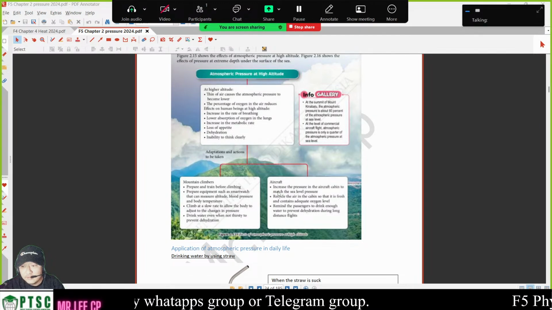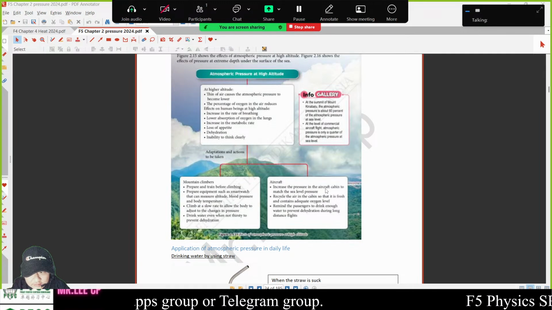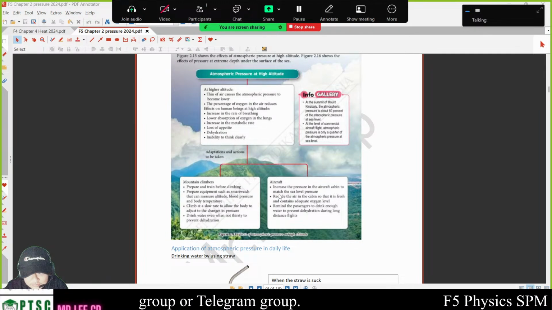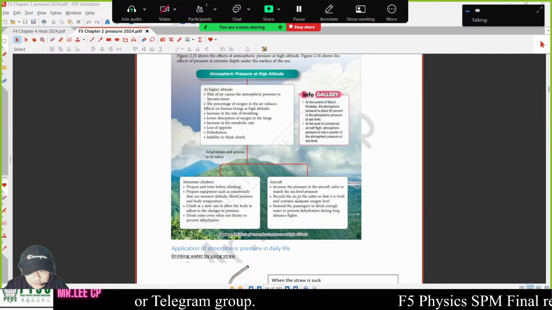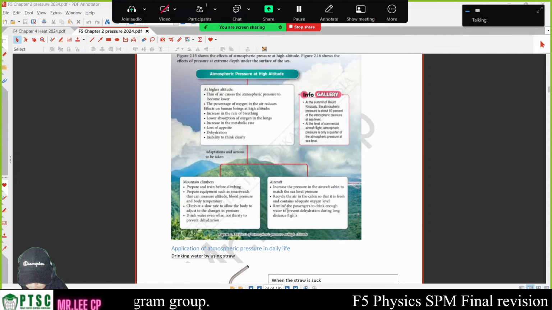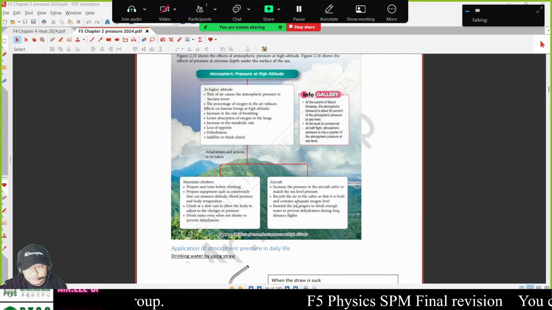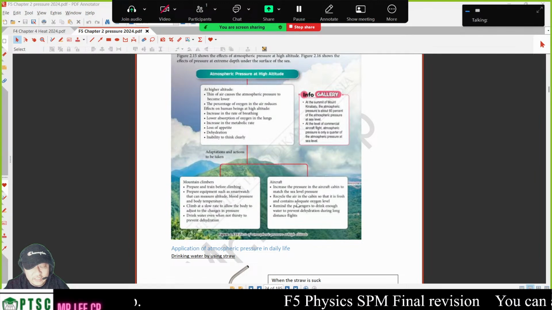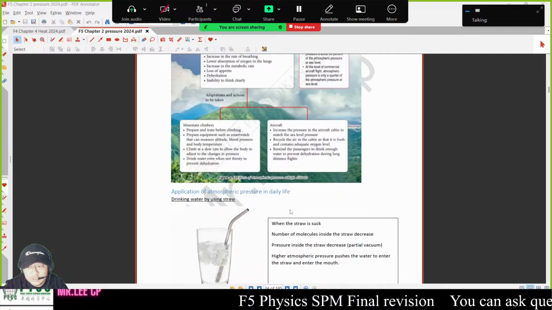Now, in the aircraft, what should you do? Increase the pressure in the aircraft cabin to match the sea level pressure. Recycle the air in the cabin so that it is fresh and contains the same pressure and oxygen level as the sea level. And then drink more water.